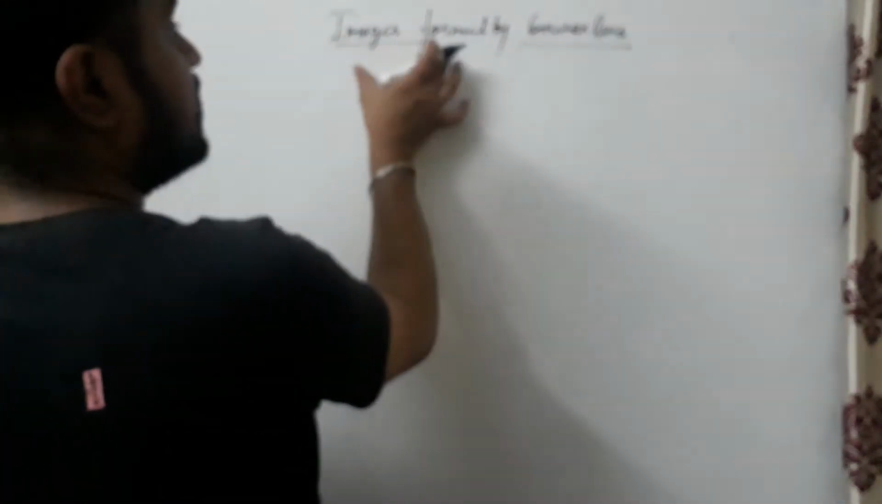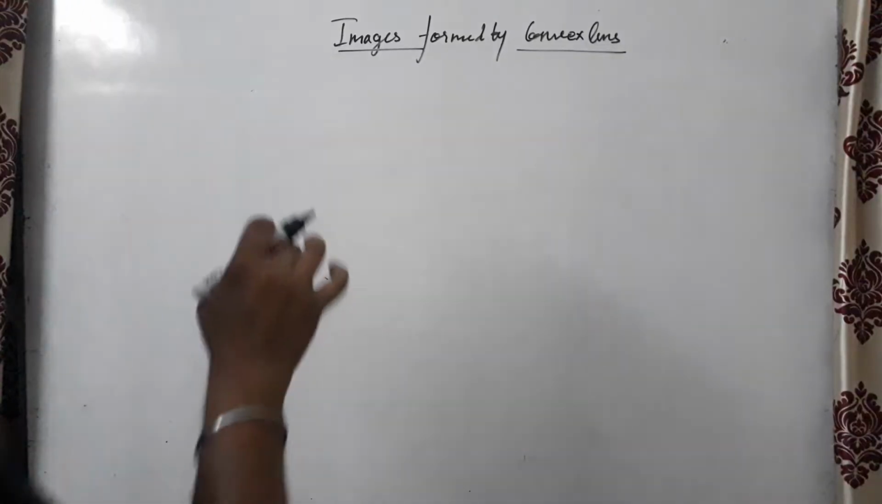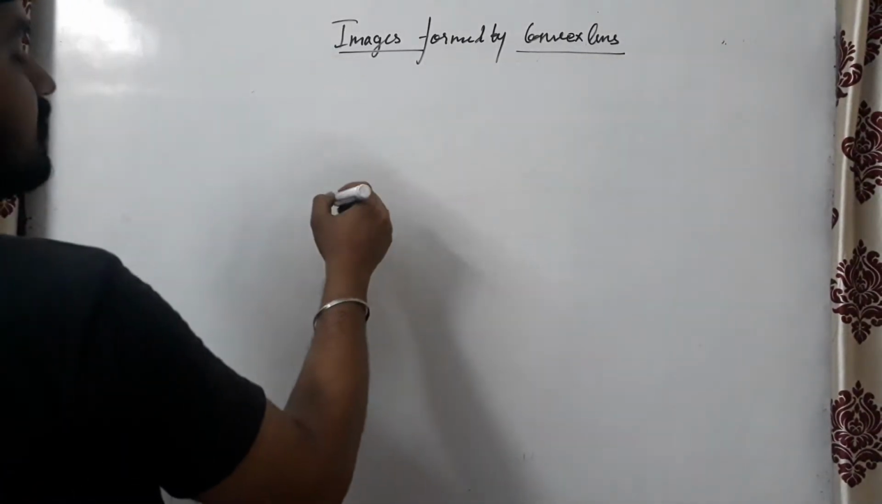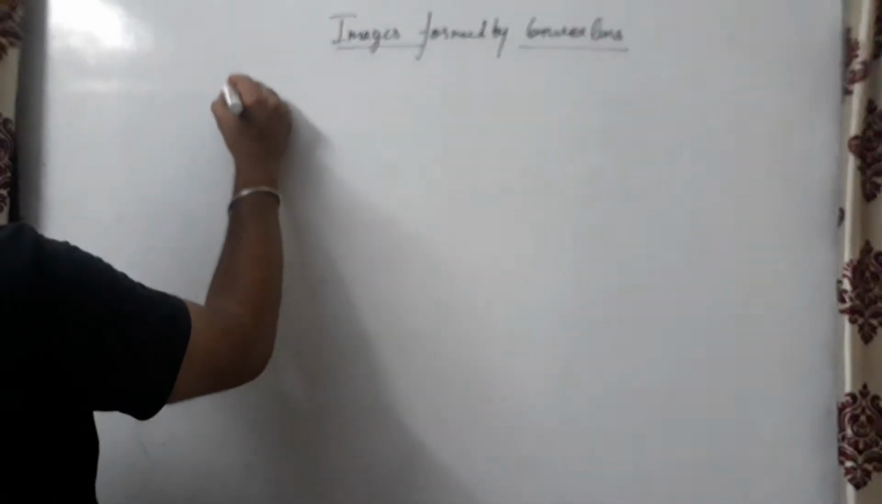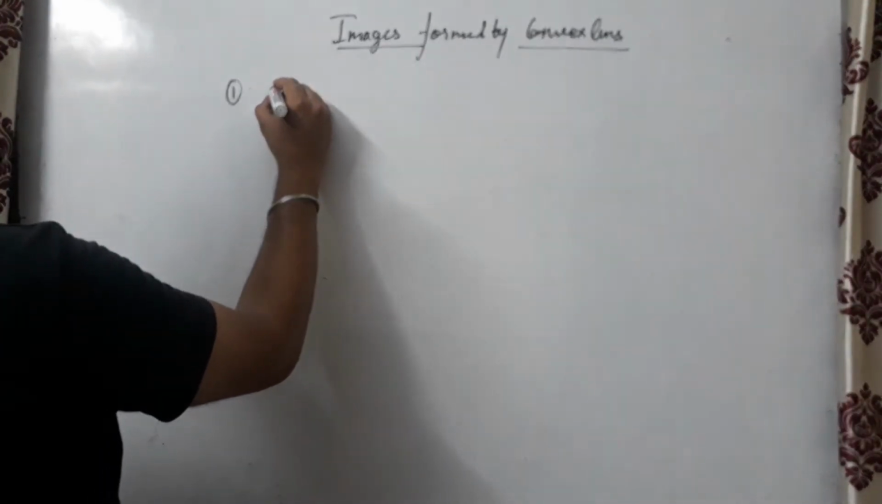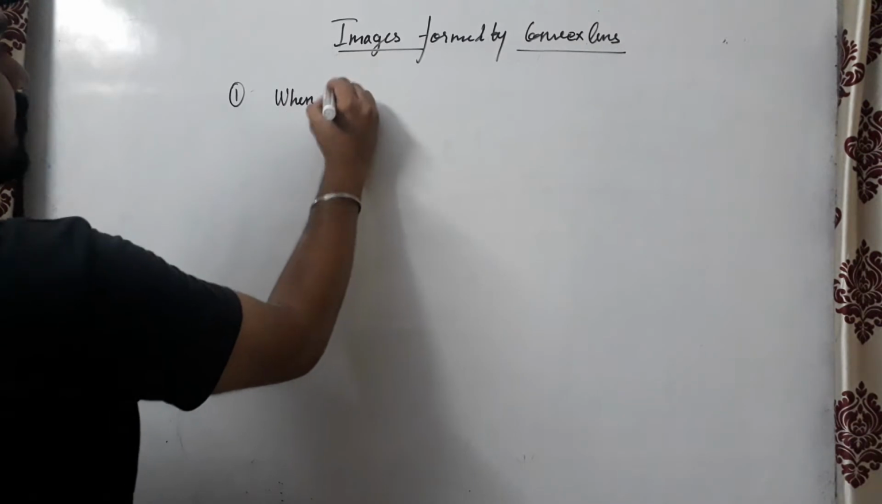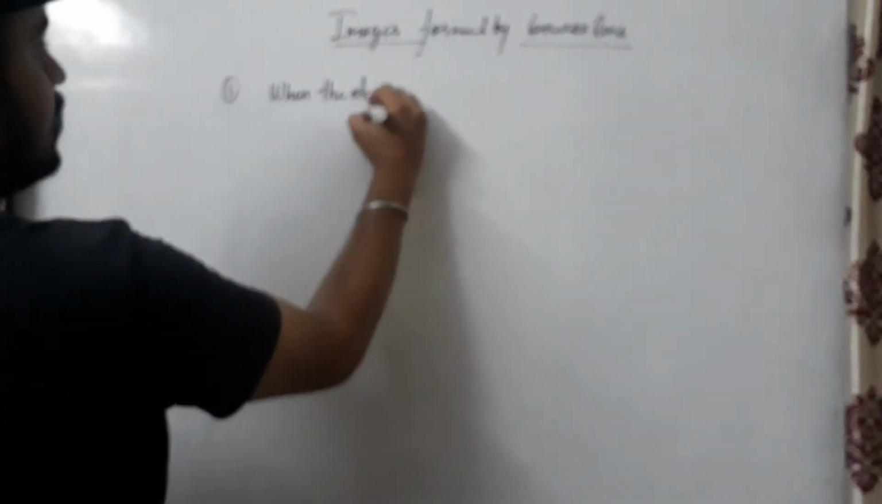Hello students, now we will be making the images of the convex lens. All the images formed by the convex lens we will be discussing. First image we will be taking when the object is at infinity.